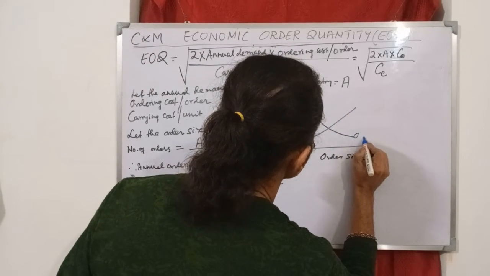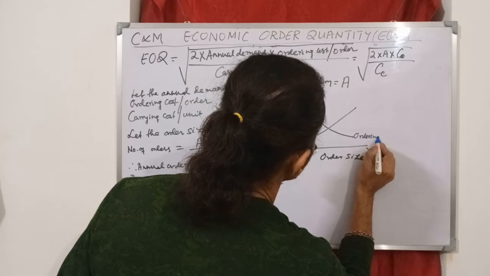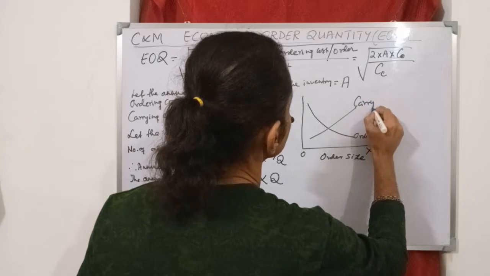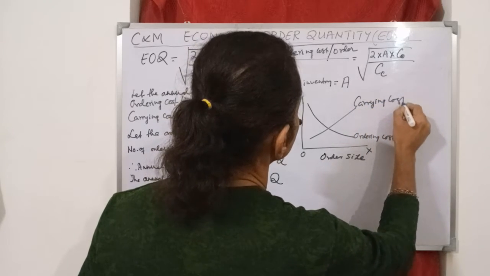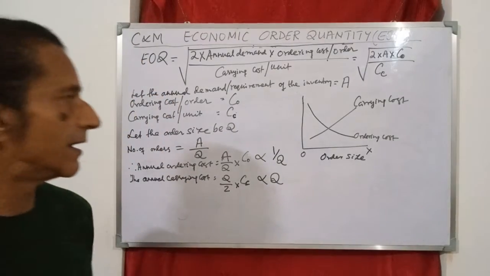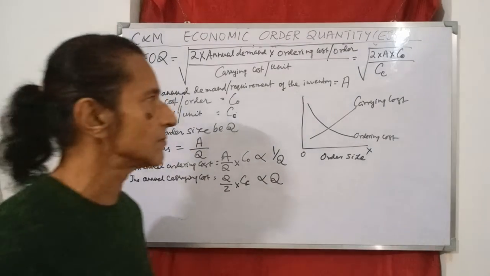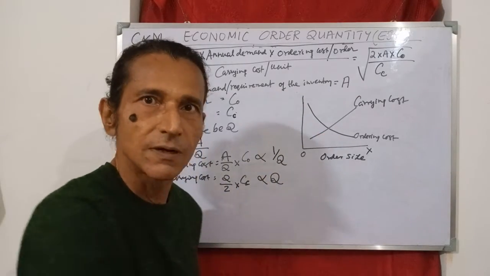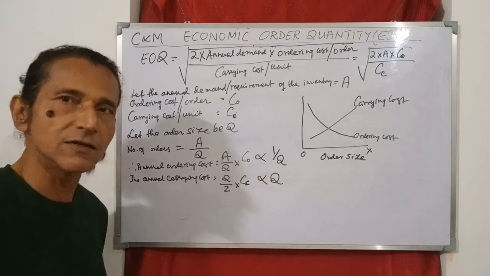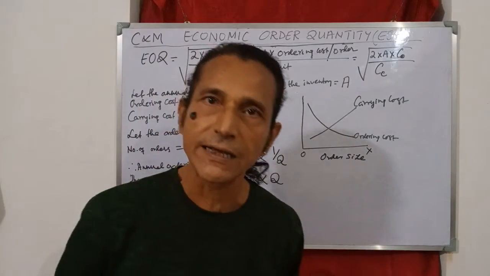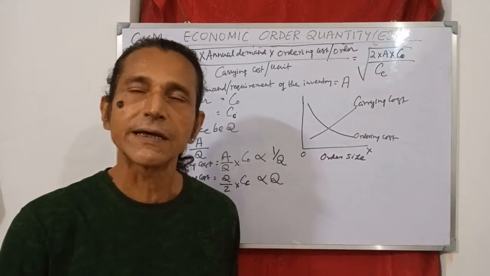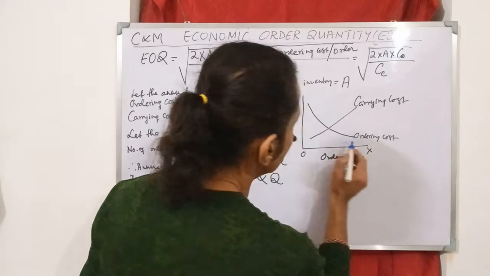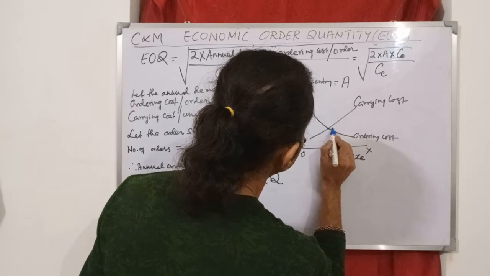This is ordering cost, and this is carrying cost. As the order size is more, less number of orders will be placed, so ordering cost will be a downward sloping curve. And since carrying cost is directly related with the order size, as order size increases, the carrying cost will go up. And the two curves intersect at this point. Say this is point M.